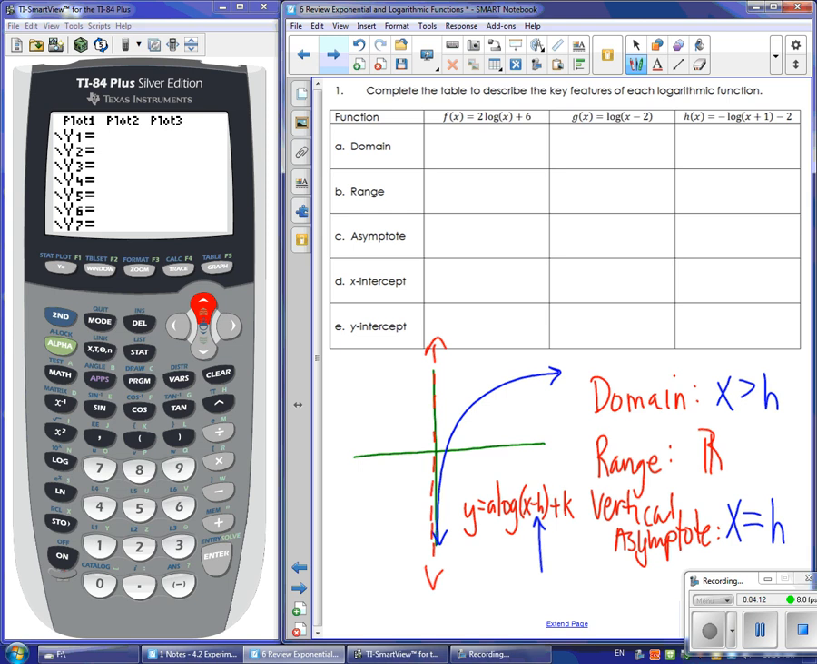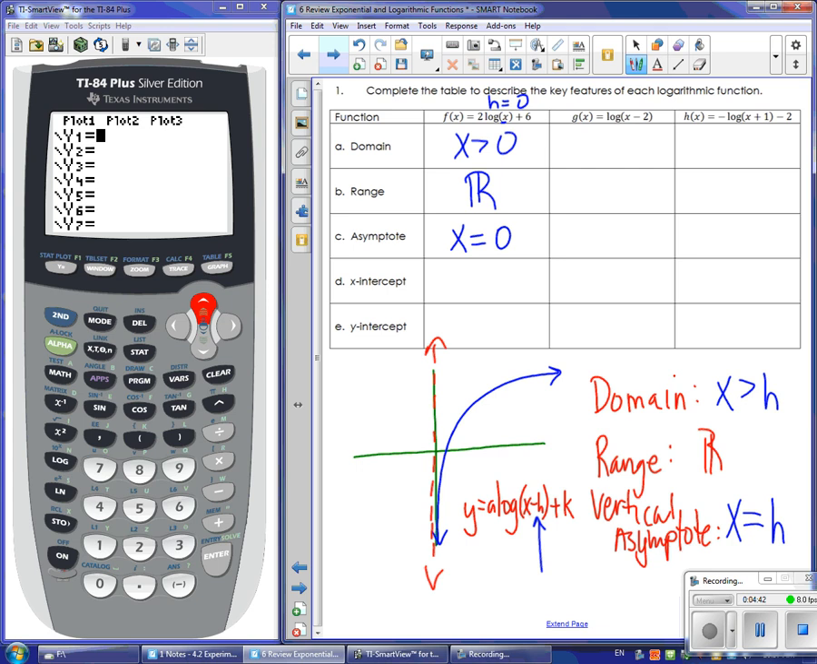So let's take a look at the first example here. Since the value we really need to figure out is the value of h, I'm going to look inside the parentheses here, and I can see that x is alone. That tells me that the value of h is 0 here. And so my domain is going to be that x must be greater than 0. We already know that the range for every logarithm is going to be all real numbers, and the asymptote is also going to correspond to 0.